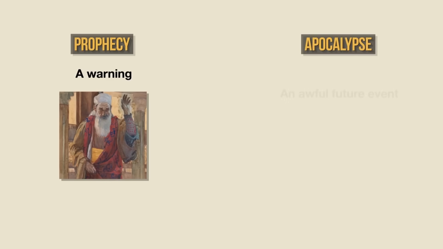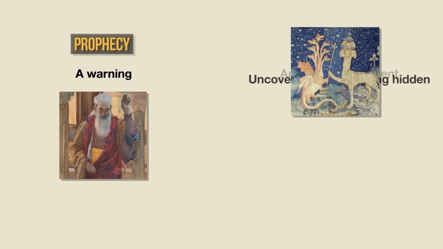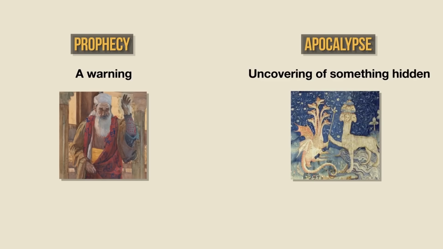Likewise, when people hear the word apocalypse, they also tend to think about the future, usually an awful future event in which the entire world comes to an end. However, the Greek word apokalypsis simply meant an uncovering of something hidden. So again, apocalyptic literature was more about the present whenever it was written than it was about the future.